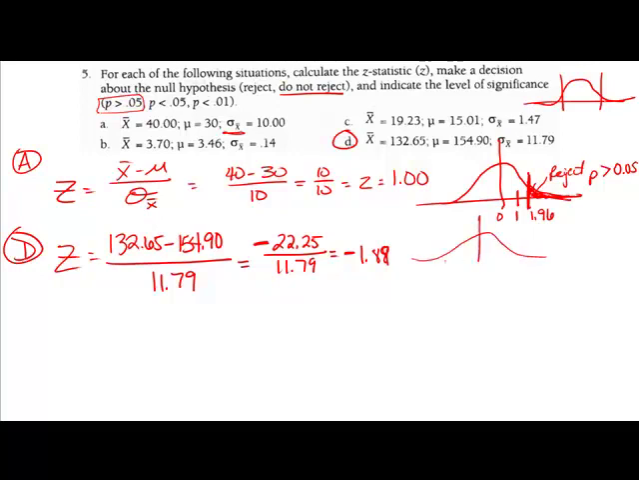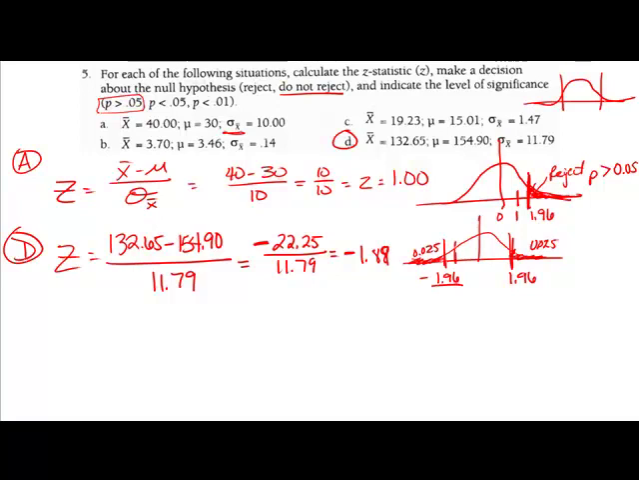Draw our curve. We know that the decision for rejection, if we want 95%, is going to be at 1.96. Again, I've just memorized this. 95% confidence, standard normal distribution. We want 0.05 in the tails. Two-tailed test. 1.96 is our magic number.